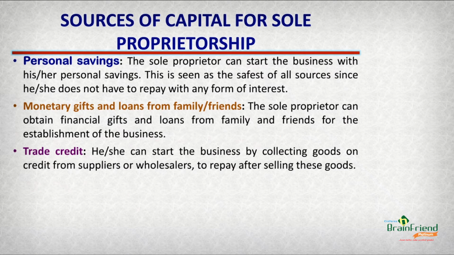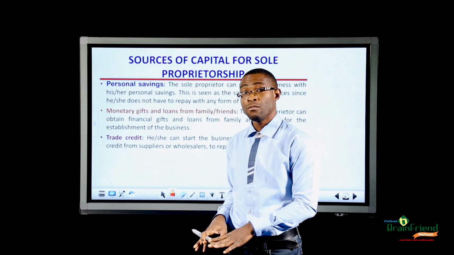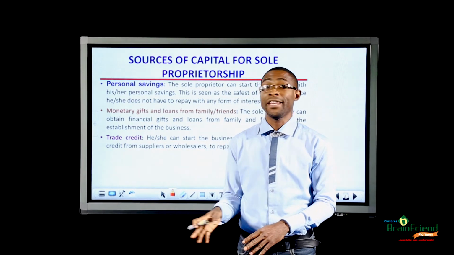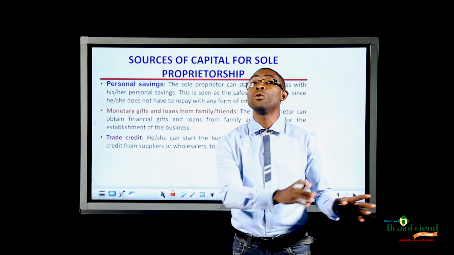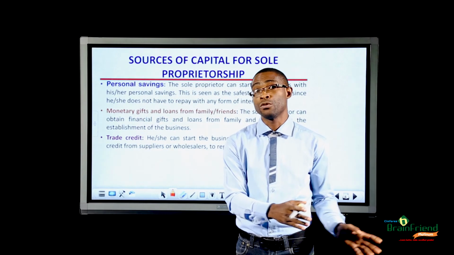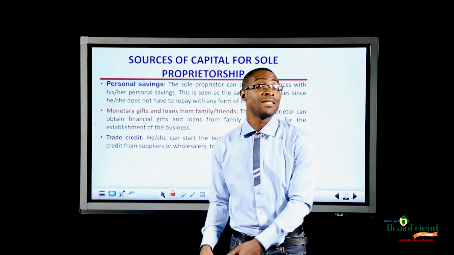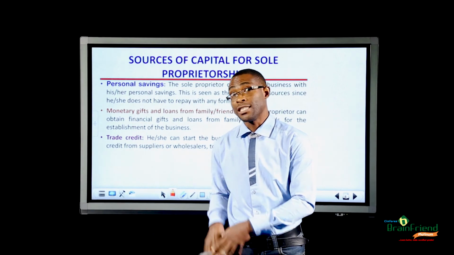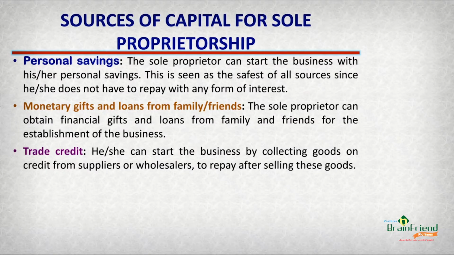Now let's look at personal savings. Here we are looking at the sole proprietor using his personal income. Let's say he is a worker and he earns salary. From the salary, he decides to maybe open a small shop close to his house. His personal income then becomes his salary. So he's using his salary to run the business. That's what personal savings talks about.